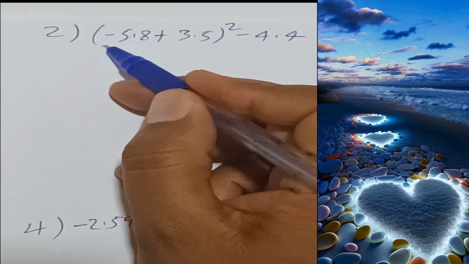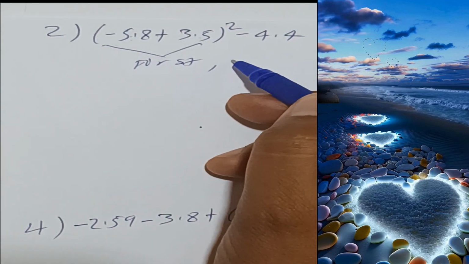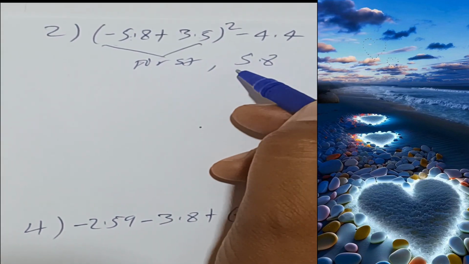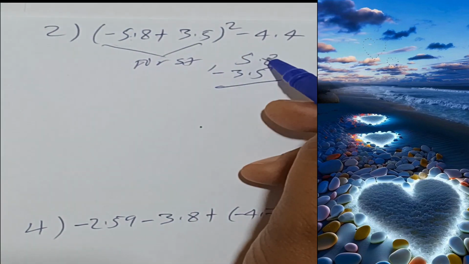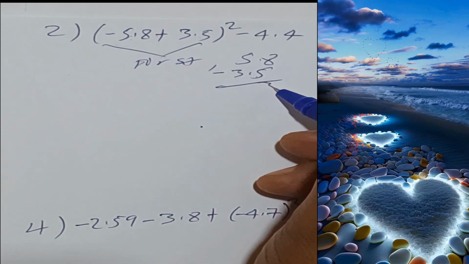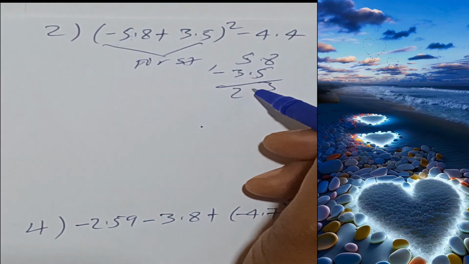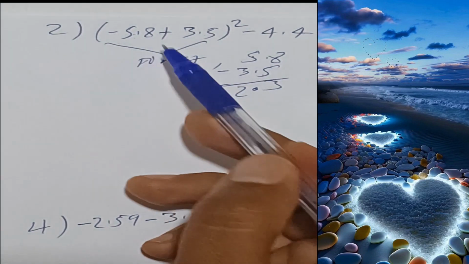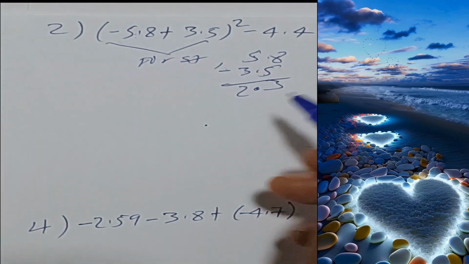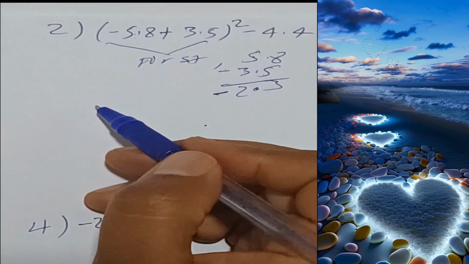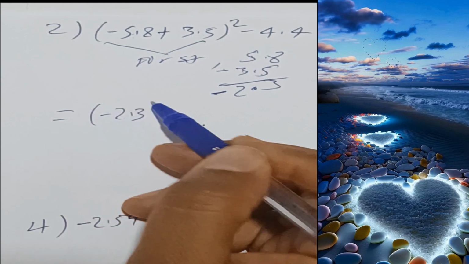This means first this one: 5.8 minus 3.5. This one is larger, right? 8 minus 5 is 3, 5 minus 3 is 2, so 2.3, right? This one is negative and this one is positive, so we subtract and then give the negative sign. So the answer is -2.3, the whole square.